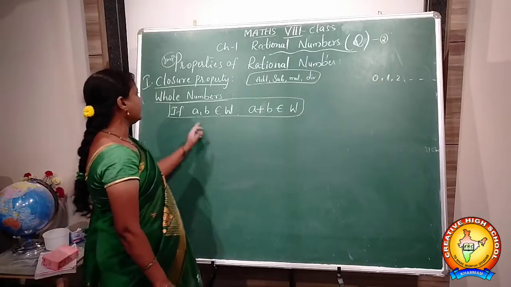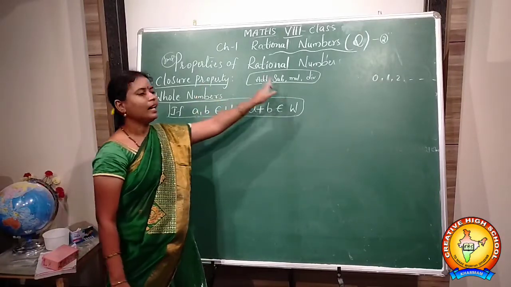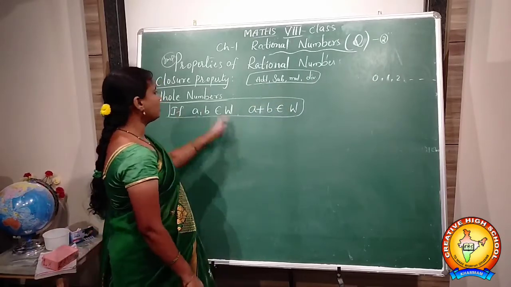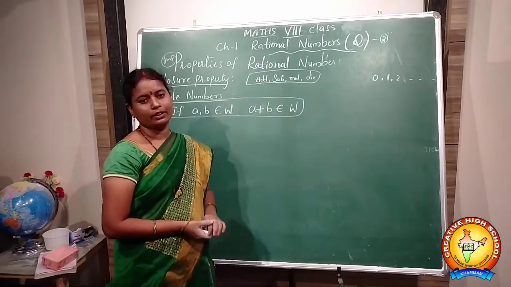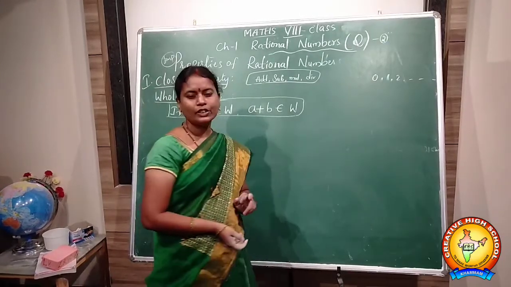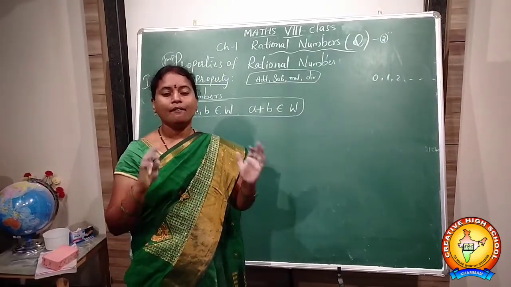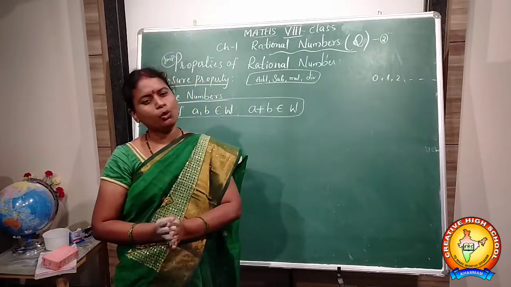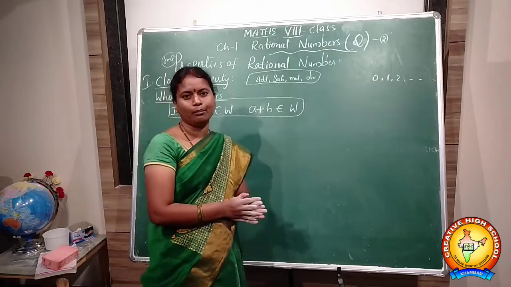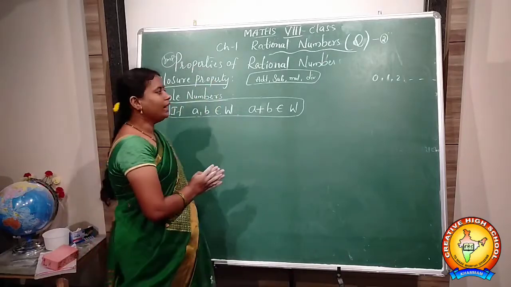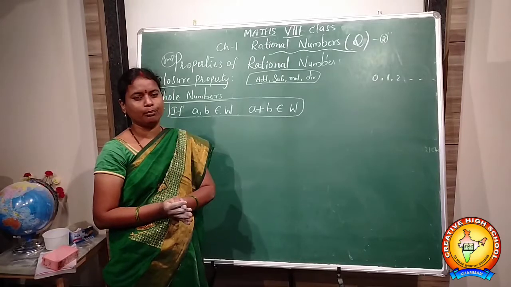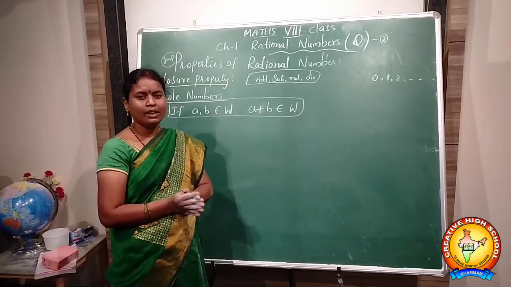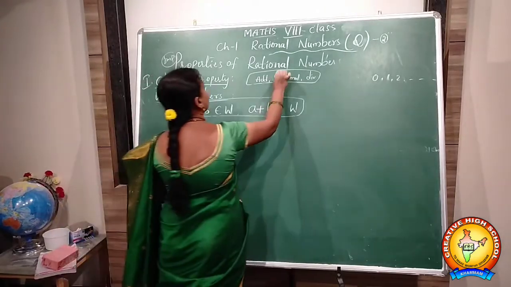Next, let us check the closure property under subtraction. So what is it under addition? When we take two whole numbers, the sum of two whole numbers is also a whole number. Like that, when we are subtracting two whole numbers, is the resulting number also a whole number? Let us check now. That is under subtraction.